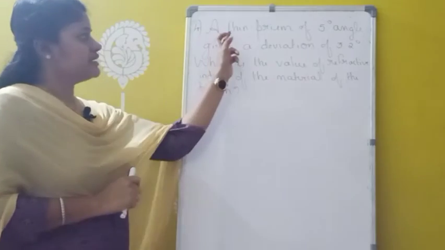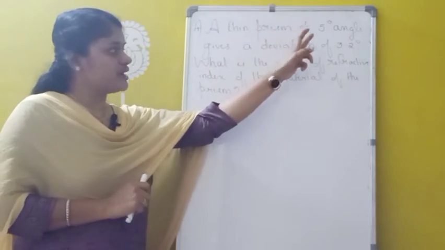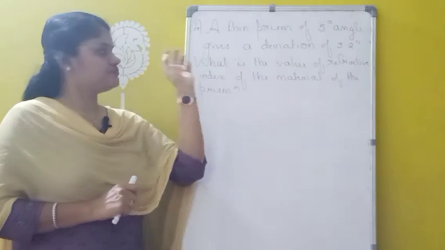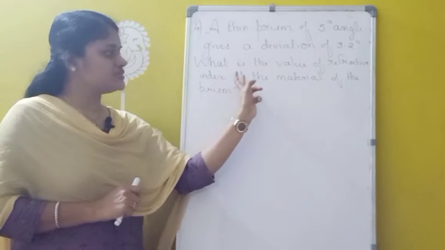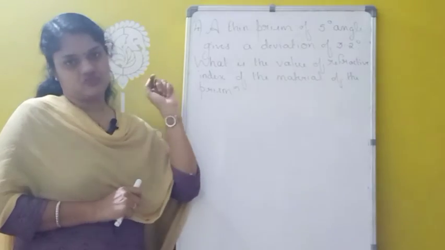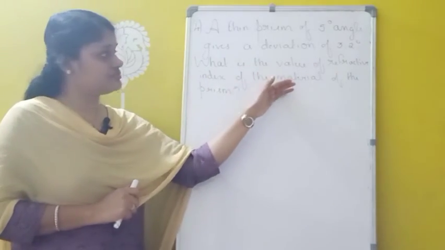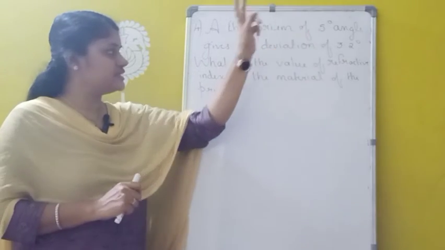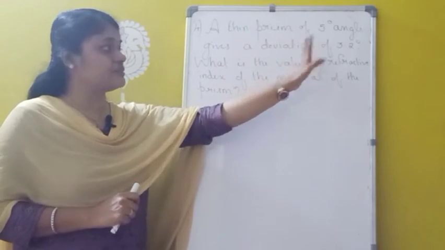Fourth problem. A thin prism of 5 degree angle gives a deviation of 3.2 degree. What is the value of refractive index of the material of this prism? So we have to find the refractive index of the prism. What are the data given here? Angle of prism is given as 5 degree as well as angle of deviation is given as 3.2 degree.